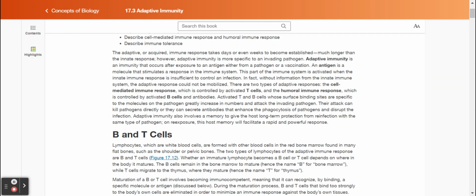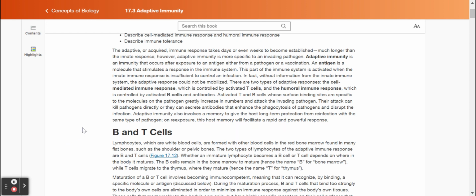Activated T and B cells, whose surface binding sites are specific to the molecules on the pathogen, greatly increase in numbers and attack the invading pathogen. Their attack can kill pathogens directly, or they can secrete antibodies that enhance the phagocytosis of pathogens and disrupt the infection. Adaptive immunity also involves a memory to give the host long-term protection from reinfection with the same type of pathogen. On re-exposure, this host memory will facilitate a rapid and powerful response.